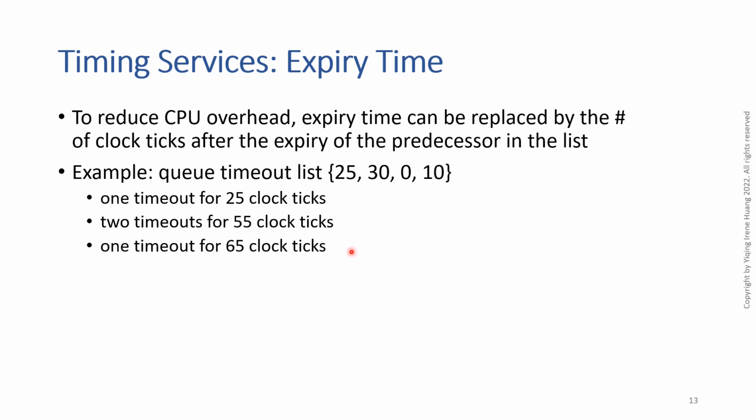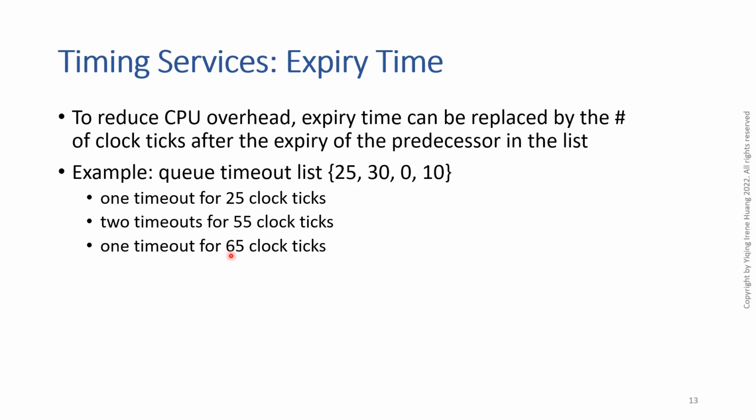Imagine I have 4 delay send messages, and there are 25 clock ticks, 55 clock ticks, 2 messages, and 65 clock ticks. So when I create this list, I will use 25 as the head of the queue because that's the smallest timeout value. But for the 55 clock ticks, I use the relative timeout value relative to 25. So that basically means 25 plus 30, that's 55. I have another 55 clock ticks, and 55 relative to 55, it's 0 difference. So I put 0 here, that's 25 plus 30 plus 0, that's another 55 clock ticks.